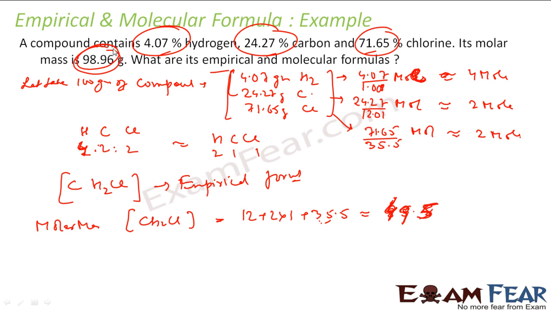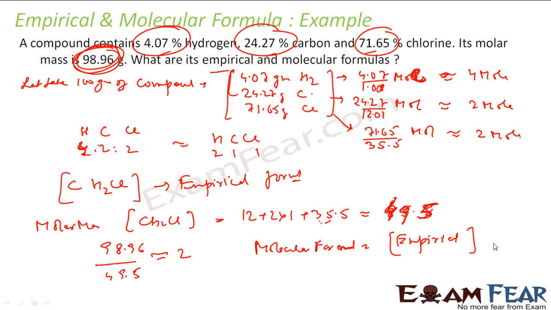Correct. And I have told the molar mass of this formula is 98.96. So if you divide 98.96 by 49.5, you get almost 2. Almost 2, right? That means my molecular formula is nothing but the empirical formula with this N. That means CH2Cl, here N is 2, that is nothing but C2H4Cl2. This is my molecular formula.